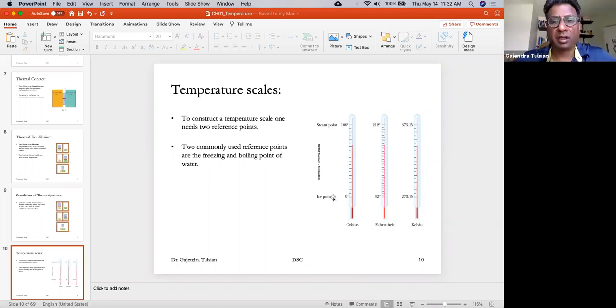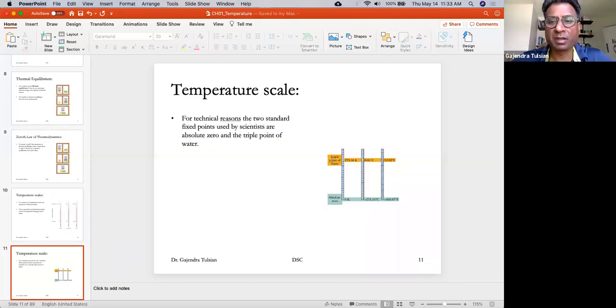So for today, for technical reasons, we use 2 other phenomena. So absolute zero, that's very precisely defined. And the triple point of water, which is another more precisely defined point. So these are 2 phenomena that we use to define the temperatures. Okay, so absolute zero, now you understand what that means: when all molecular motion ceases.